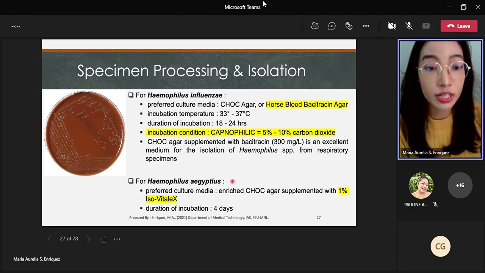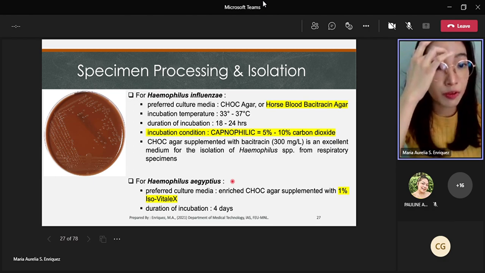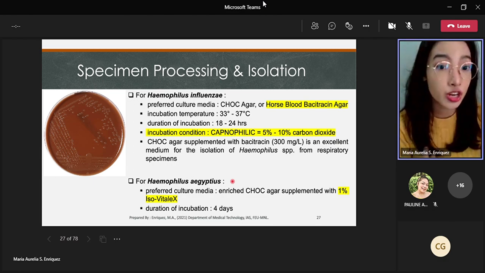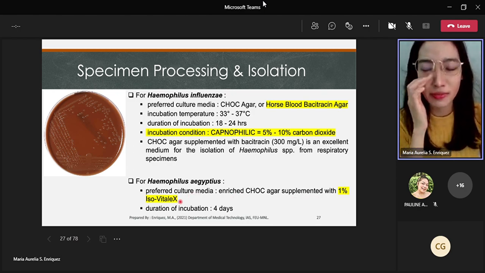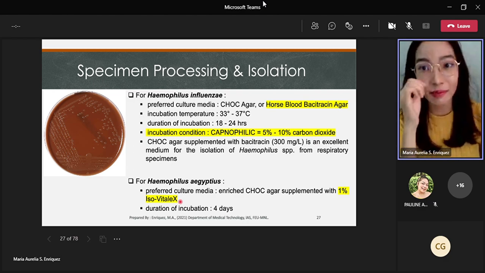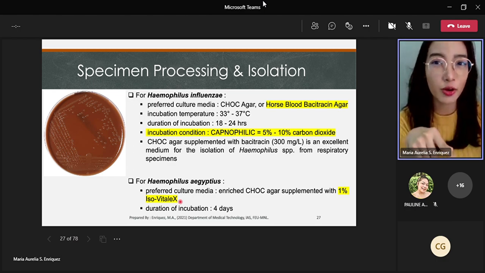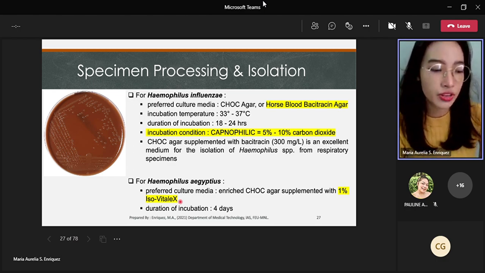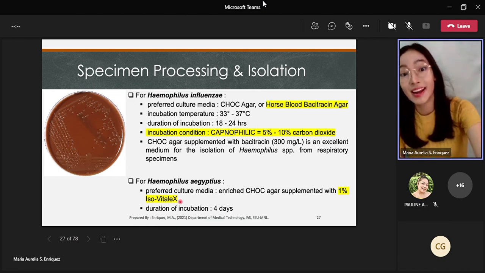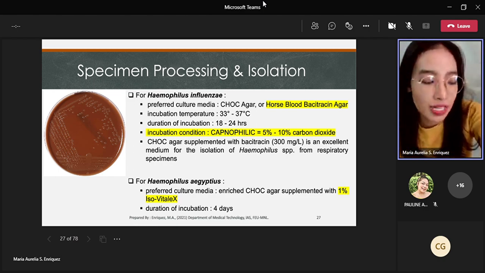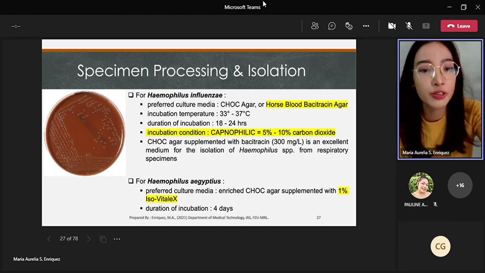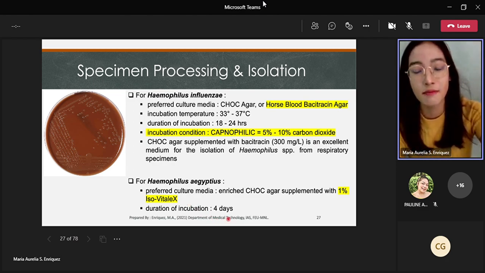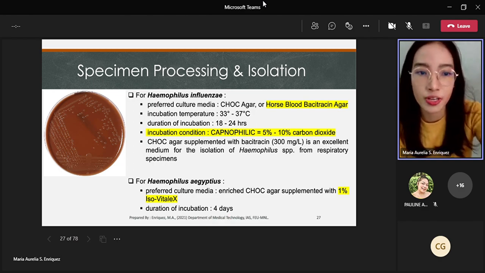Ayan, and nabanggit din po dito, for Haemophilus aegyptius, the preferred culture media is an enriched chocolate agar that has been supplemented with iso-Vitalex. So this is something na nabanggit na po natin during our discussion with, again, Neisseria, di ba? Ang dami nilang common factors. So for Haemophilus aegyptius, pwede nyo rin pong isupplement yung culture media nila with iso-Vitalex. Medyo mas slow growing or medyo mas matagal po yung incubation period for Haemophilus aegyptius. Duration would take about 4 days bago po tayo makapag-observe ng colonies.